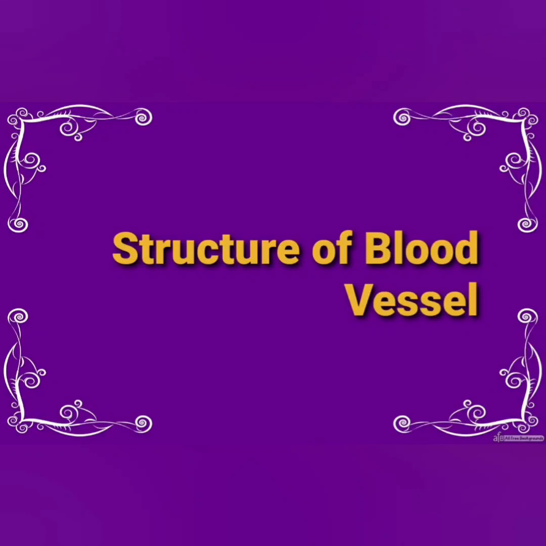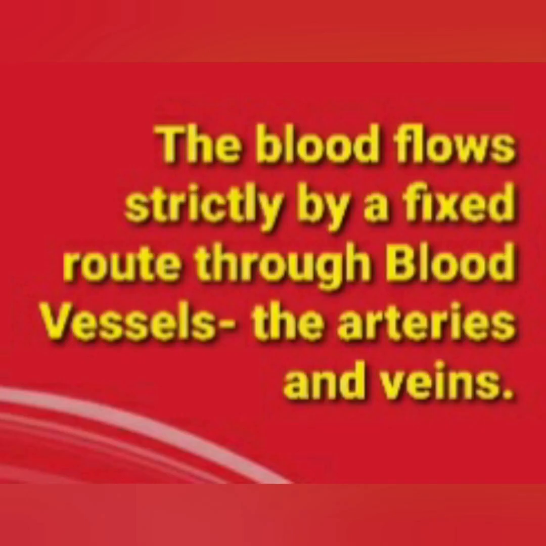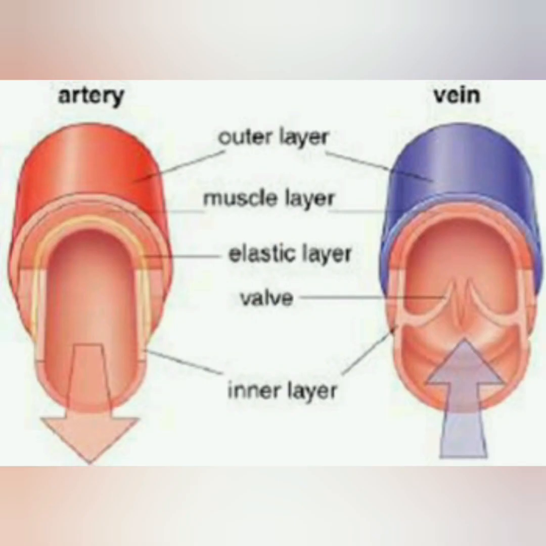Structure of blood vessel. The blood flows strictly by a fixed route through blood vessels, the arteries and veins. Here is the structure of artery and vein. Each artery and vein consists of 3 layers.